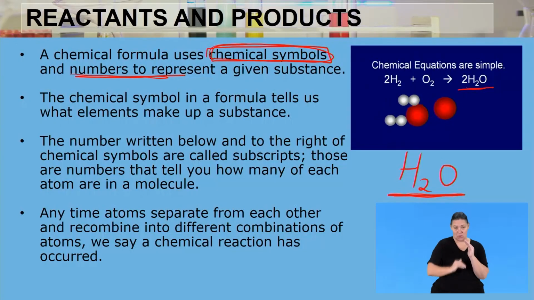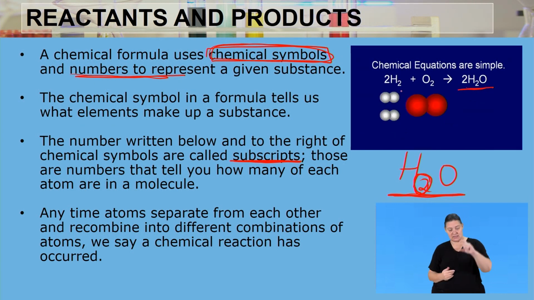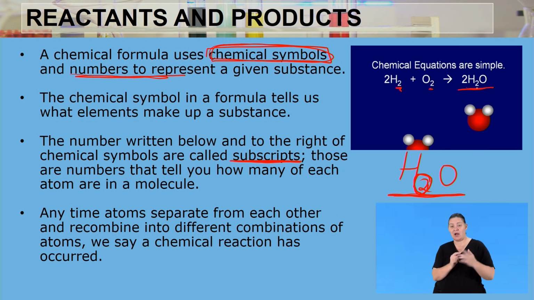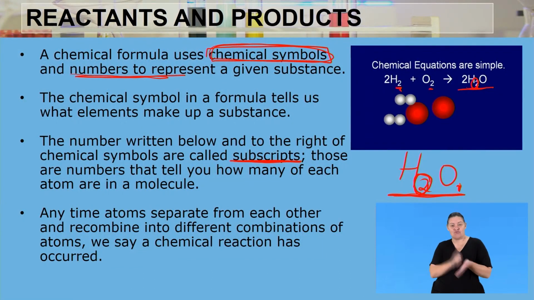The numbers written below and to the right of a chemical symbol are called subscripts. So which numbers are we talking about here? We're talking about this number written below and to the right of the chemical symbol, the 2, and these 2. Those are our subscripts. So what do they help us with? Those numbers tell us how many of each atom are in a molecule. Just like we have said, in this molecule of water we have 2 hydrogen atoms and 1 oxygen atom, because there's no number written on the right-hand side and below the chemical symbol. That means that it is 1.